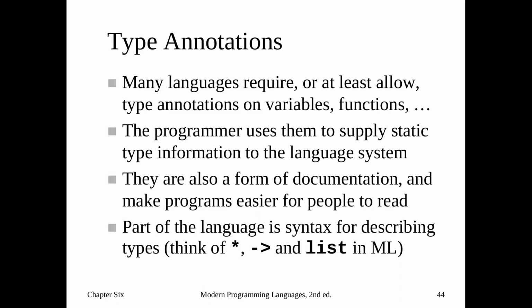But it's also part of the language. Part of the language is syntax for describing these types. In ML, we have different type descriptor capabilities. For example, we can combine parameters using the star, and then the arrow operator to another type. And then we also have the concept of the list in ML. These all give us ways to construct different type annotations.